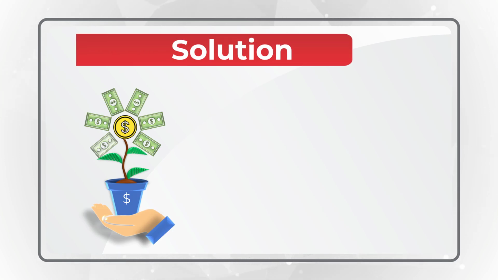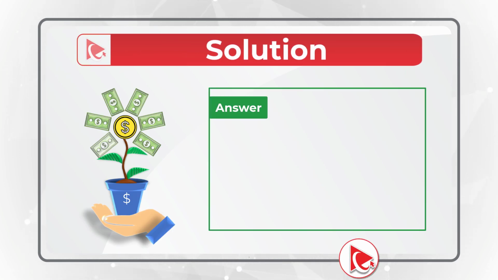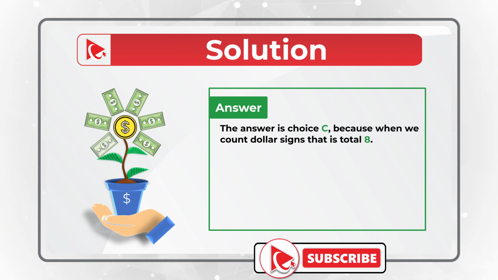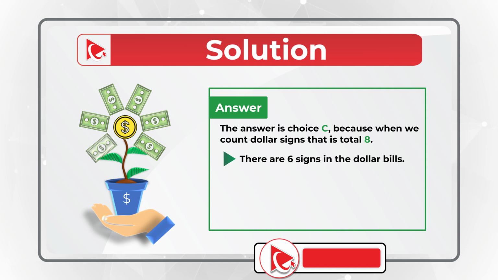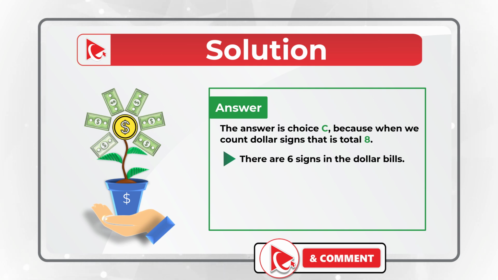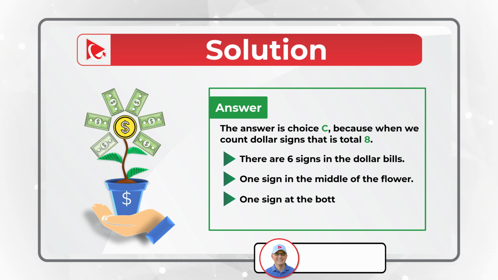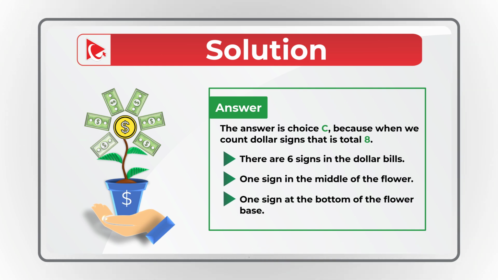I counted 8 dollar signs. So my answer is choice C. The answer is C because there are 6 dollar signs in the dollar bills as flower petals. 1 sign is in the middle of the flower, and then there is 1 sign at the bottom of the flower base. Do you have a different answer?